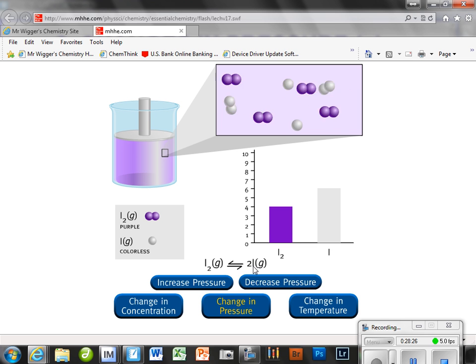Think of it as mole ratios, and this would be moles. So a mole of I is the same as a mole of I2 so far as the pressure it will exert, or the pressure it will make. So, where do I have fewer moles? I'm going to increase the pressure, I've got to decrease it. And I'm going to do that by decreasing the moles. Which side has fewer moles?